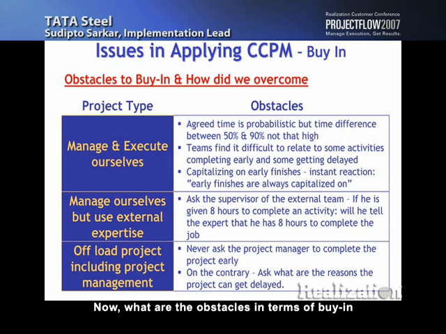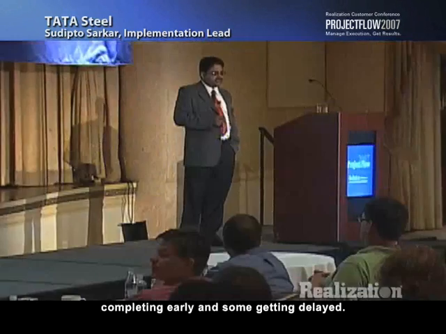Now, what are the obstacles in terms of buying in to manage and execute ourselves? There, all that is fine, 50%, 90%, very nice. But that's not true for my project. They don't really see this 50-90% issue, not because they don't want to see. They would love to see it, but they can't see it. That's the whole issue.